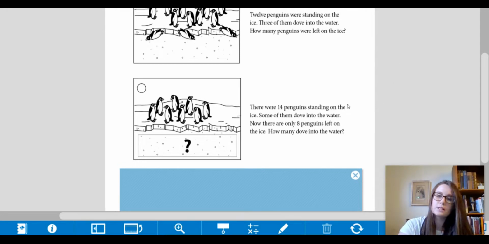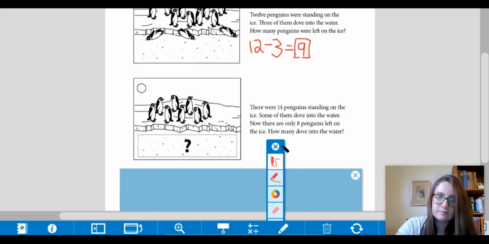There were 14 penguins standing on the ice. Some of them dove into the water. Now there are only 8 penguins left on the ice. How many dove into the water? So I want to think, the first thing that they're telling me is how many penguins are on the ice. That's right, 14.